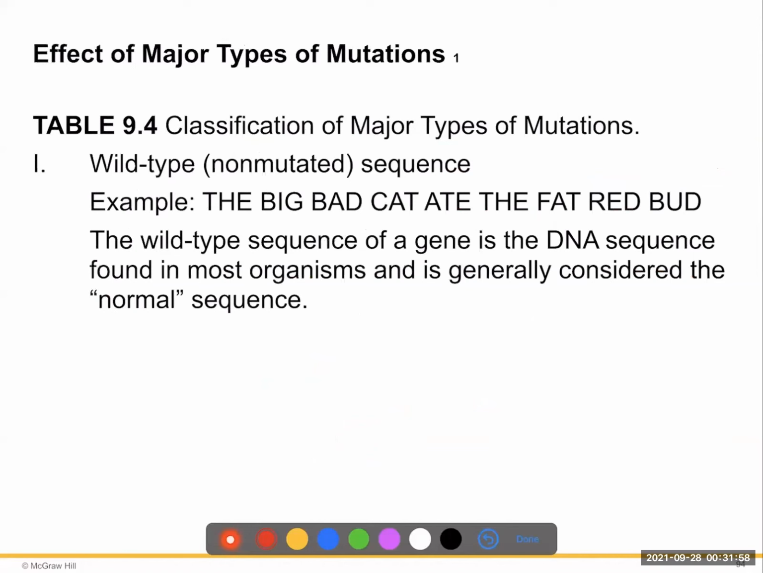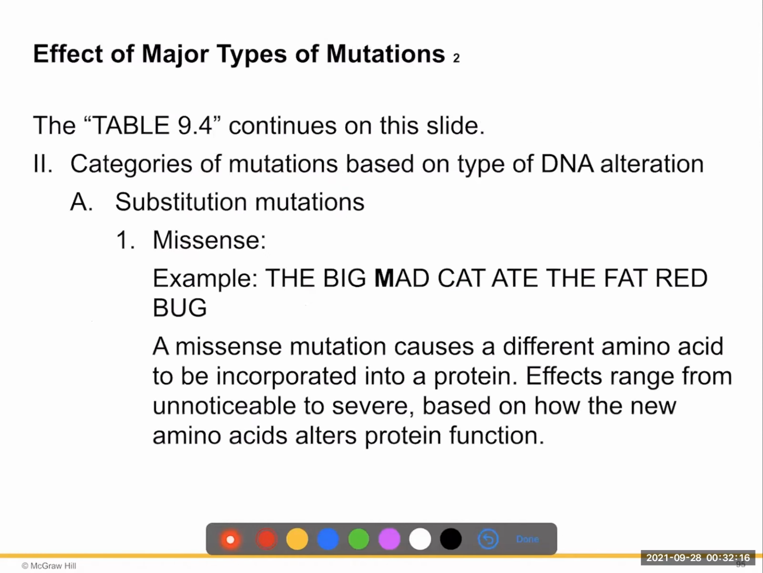Okay. Wild types are non-mutated. That's what we see in our environment. The big bad cat ate the fat red bug. There's your genetic sequence, what's considered the normal sequence of DNA. Nothing's mutated. That's your wild type sequence. Substitution substitutes one nucleotide. A missense mutation causes a different amino acid to be incorporated into a protein because it changes the triplet code.